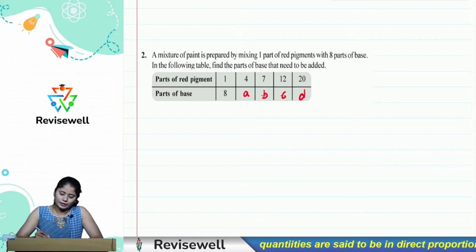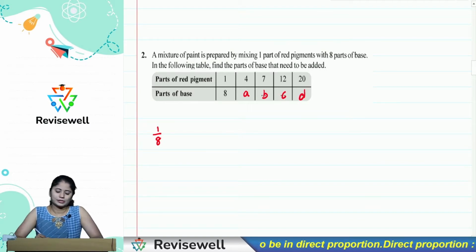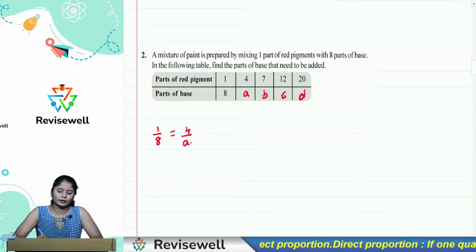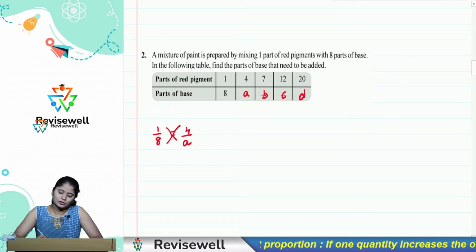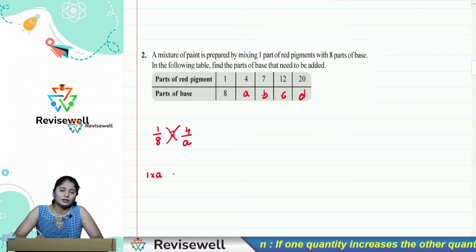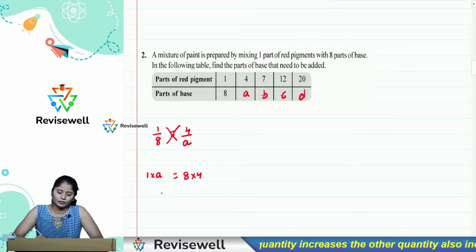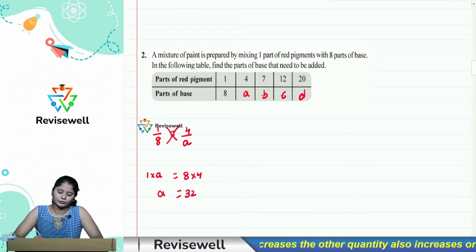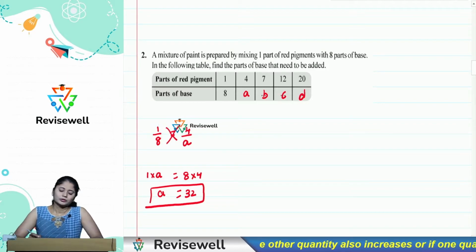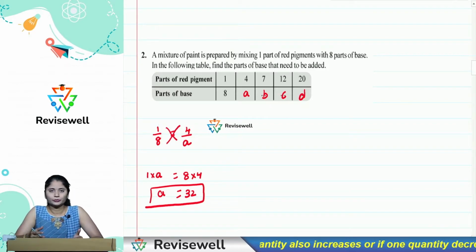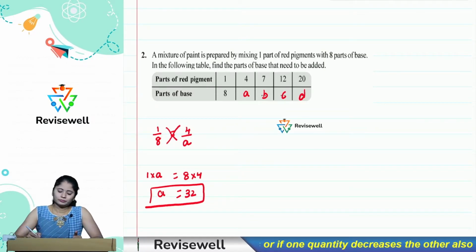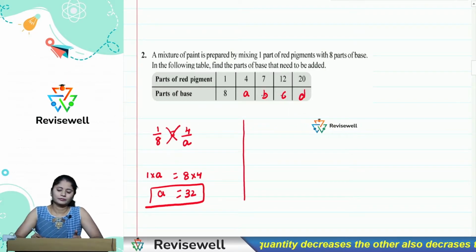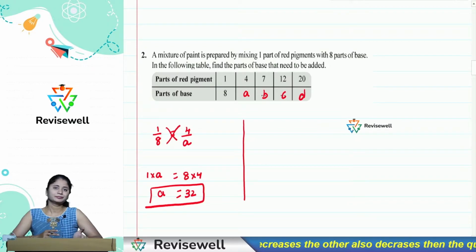Here first thing they had given, that is 1 by 8, the ratio of red pigment to the part of base, will be equal to 4 over A. In order to get the value, you need to do cross multiplication. So cross multiply, that is 1 into A equals 8 into 4. 1 into A is A, 8 fours are 32. So that means the number of parts of the base is 32 units, so that you can add 4 parts of red pigment. Similarly for the second one, in order to find out B, always compare with the first one itself.